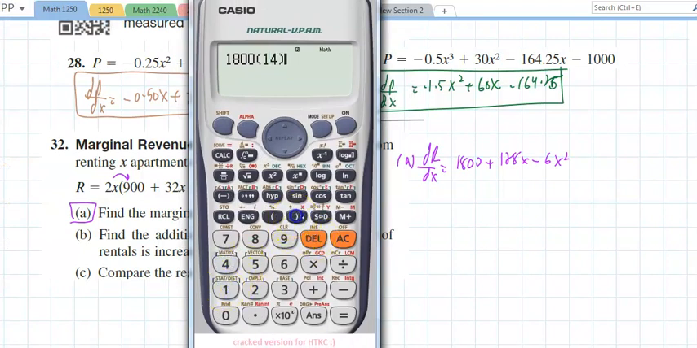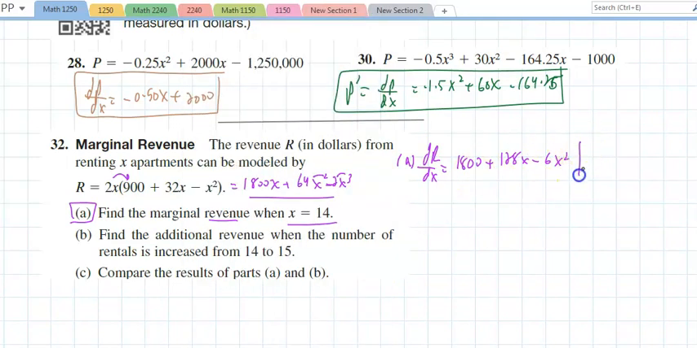So the marginal revenue, and I'll tell you what that is now that we are looking. Oh, there is no x there. Plus 128 times 14 minus 6 times 14 squared. I'm getting $2,416. Evaluated at x equal 14, I'm getting $2,614.